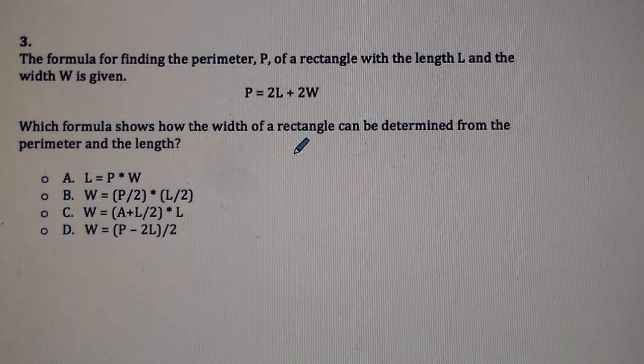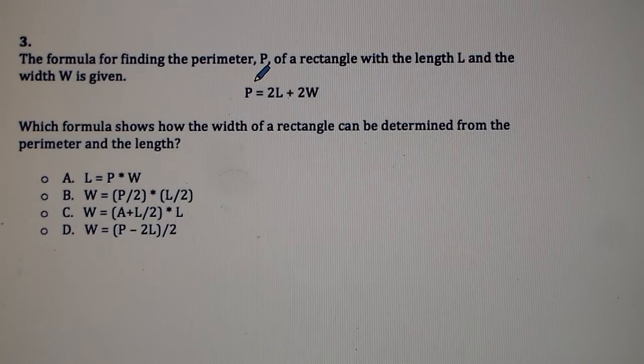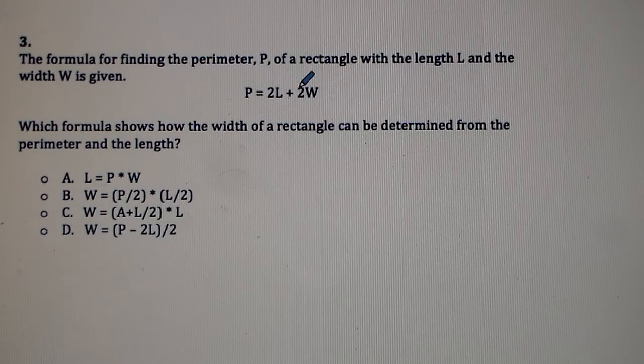Three, the formula for finding the perimeter, P, of a rectangle with the length L and the width W is given. So it's a different formula now. So perimeter is equal to 2 lengths plus 2 widths. Which formula shows how the width of a rectangle can be determined from the perimeter and the length? So our goal here is to get the width by itself. So we have to get the W by itself.